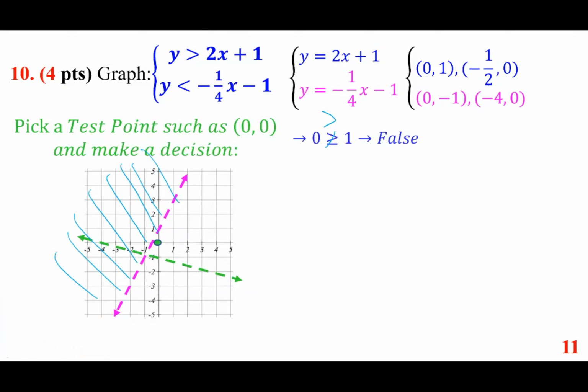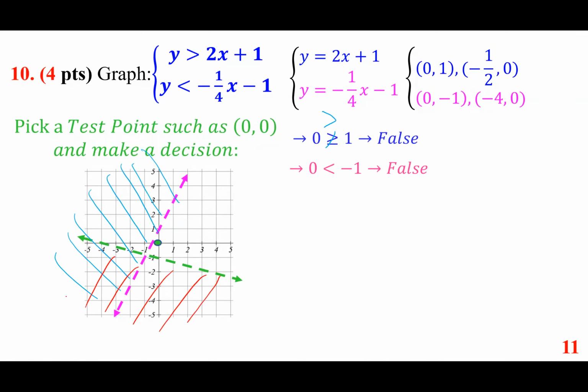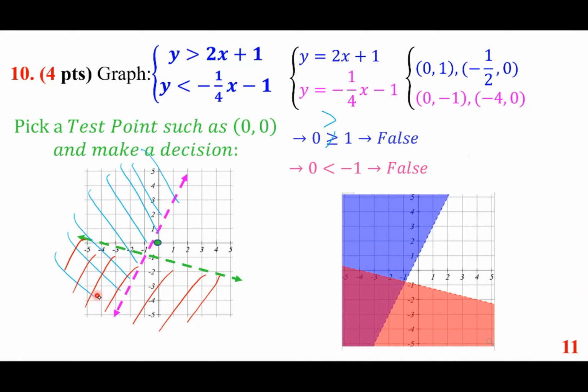We're going to do the same thing for the second one. When we plug in 0, 0, 0 is less than negative 1. And that also makes the second one a false statement. And for the second one, 0 is not a solution. So we make this side the solution. And as a result, the shaded region where they come together would be this. So this is blue, this is red, this is the only area which is both. So that would be the solution.